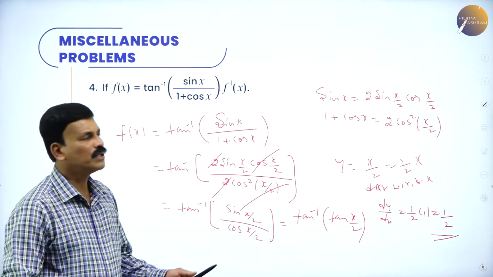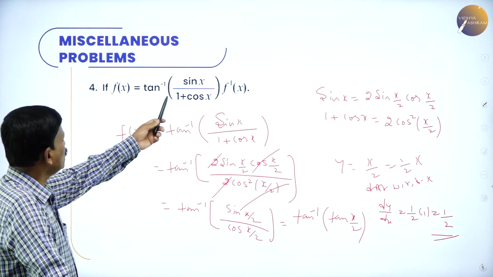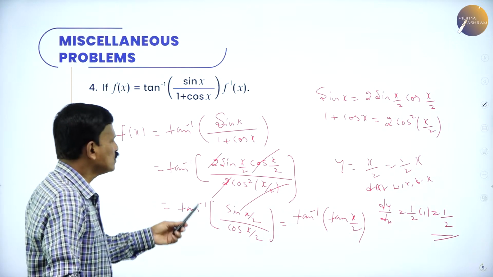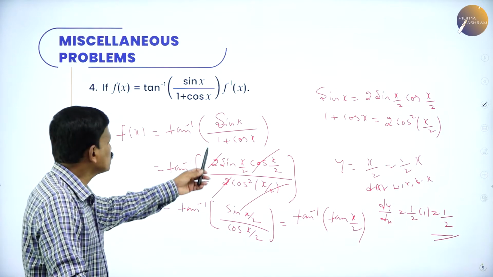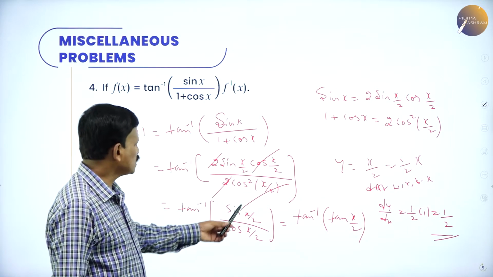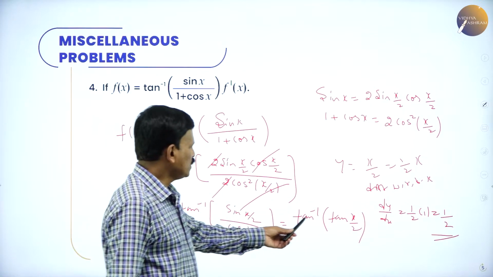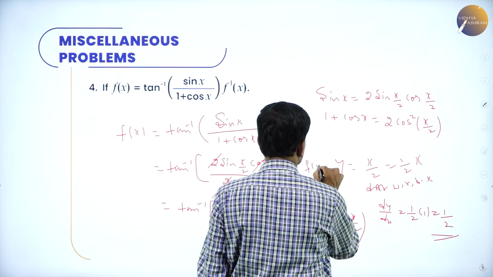Very simple problem. See here. f of x is equal to tan inverse of sin x divided by 1 plus cos x. So tan inverse of sin x can be written as 2 sin x by 2 cos x by 2, and 1 plus cos x is 2 cos square x by 2. The 2 gets cancelled, one cos and cos get cancelled. This is sin by cos, which is tan. Tan inverse of tan is equal to x by 2. This is nothing but f of x.